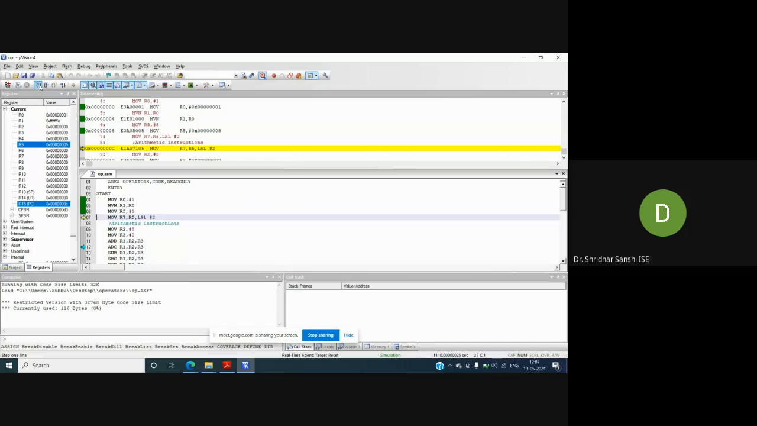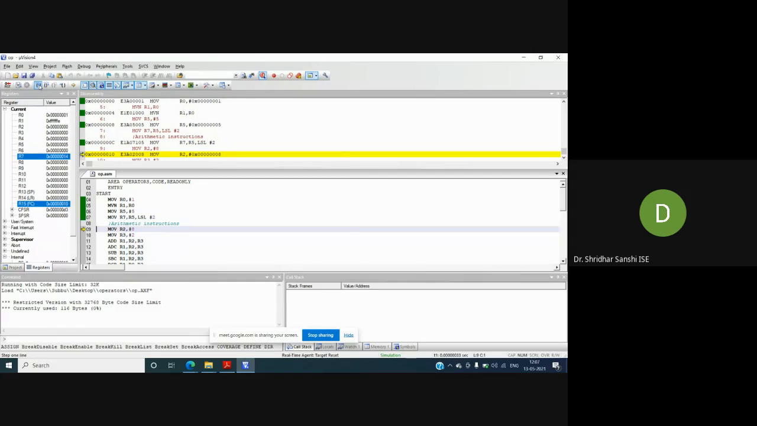Here we are shifting LSL 2, which is nothing but multiplication by 2 to the power of 2. You can see the result: the R7 value is 20. Now we'll see the arithmetic instructions.